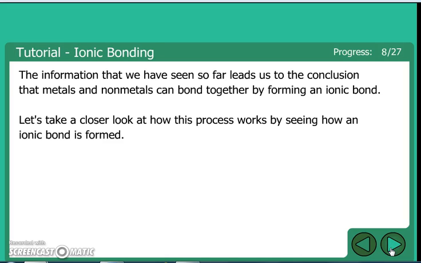The information that we have seen so far leads us to the conclusion that metals and nonmetals can bond together by forming an ionic bond. Let's take a closer look at how this process works by seeing how an ionic bond is formed. You can answer question number 11.